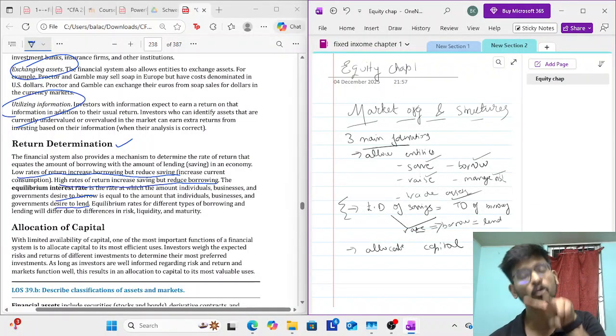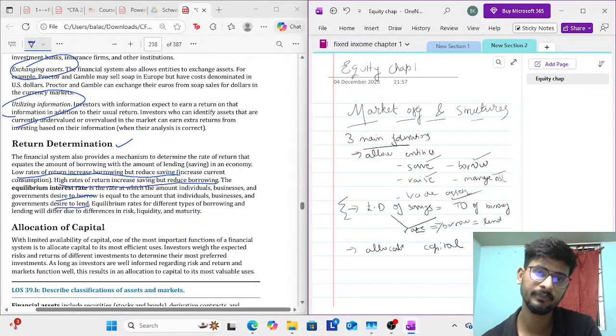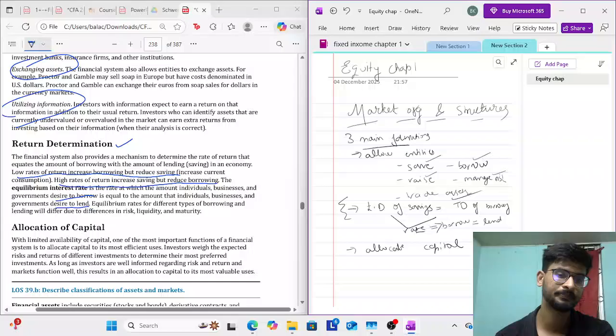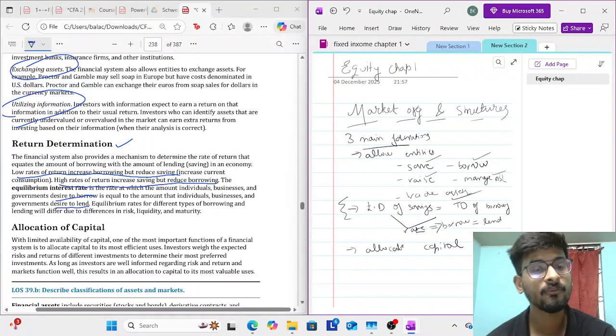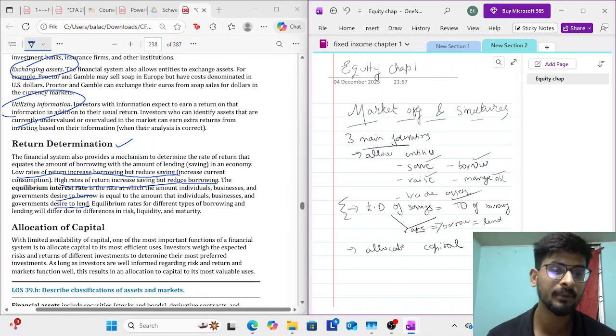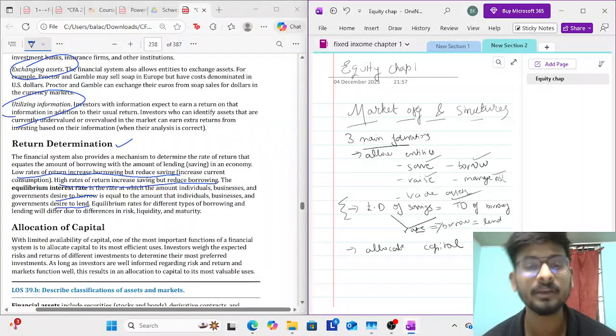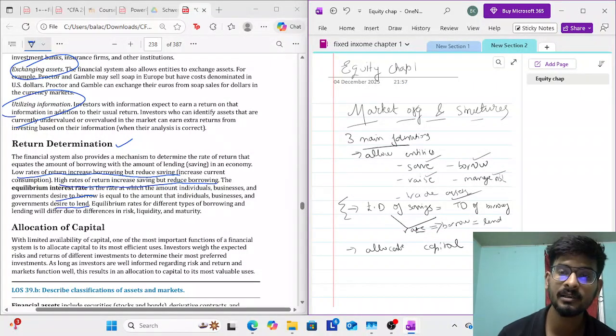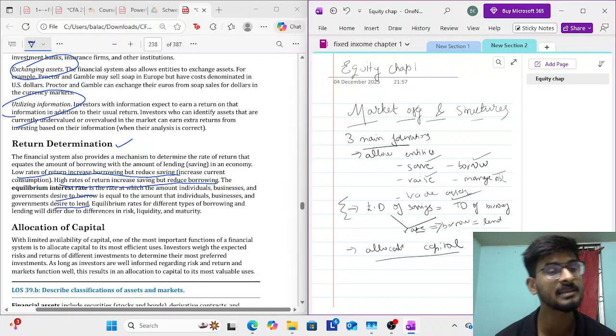So when the two parties are satisfied with the rate of interest, this is known as equilibrium interest rate. Equilibrium rate for different types of borrowing and lending will differ due to difference in risk, liquidity and maturity. So it depends. Now we are talking about the last function of the financial system, that is allocation of capital.